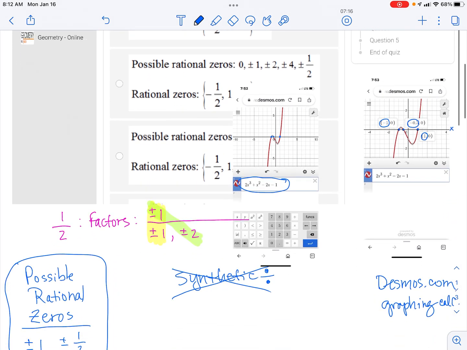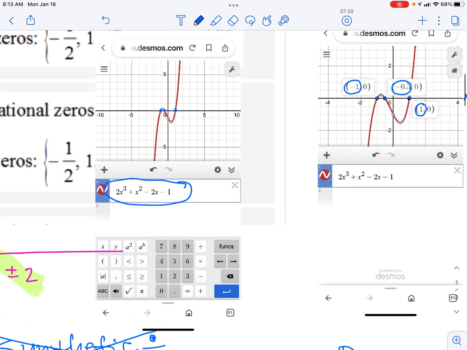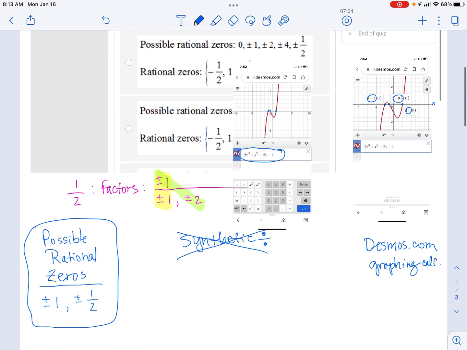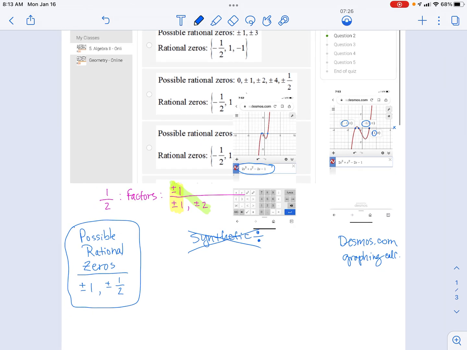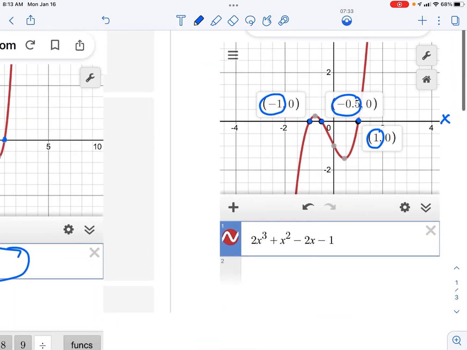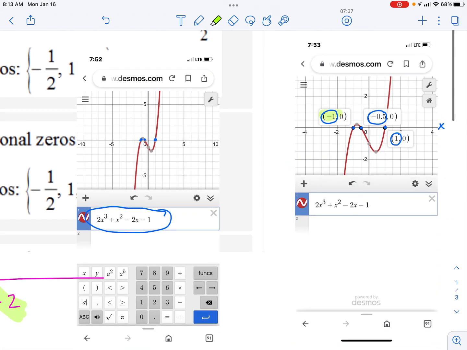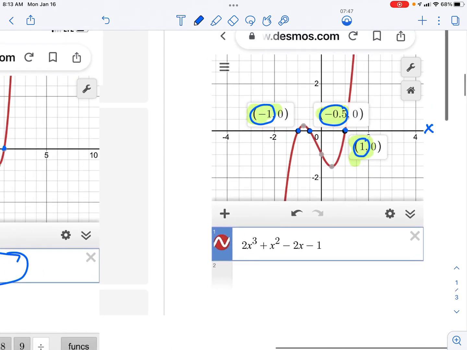Now you notice that the possible rational zeros that we had were a positive 1, a negative 1, a positive 1/2, and a negative 1/2. But if you look at the graph, what does it show me? There's really only 3. There's a negative 1 and a positive 1. You can see those right here. And then there's the negative 1/2. This one's kind of tough to see. I wish I could have done it in action so you could see what it's touching here.